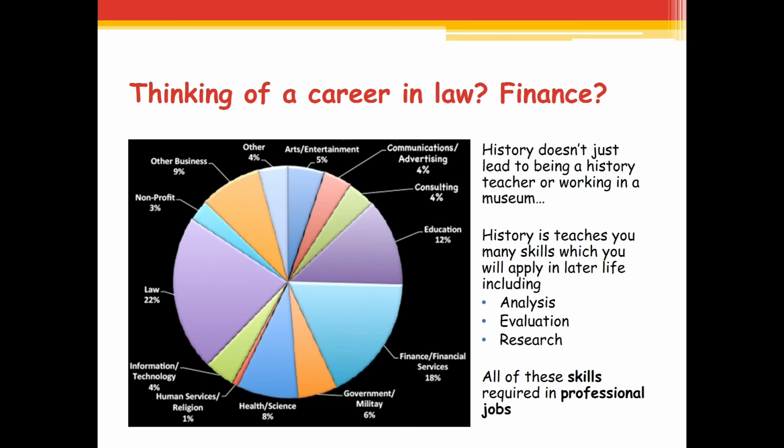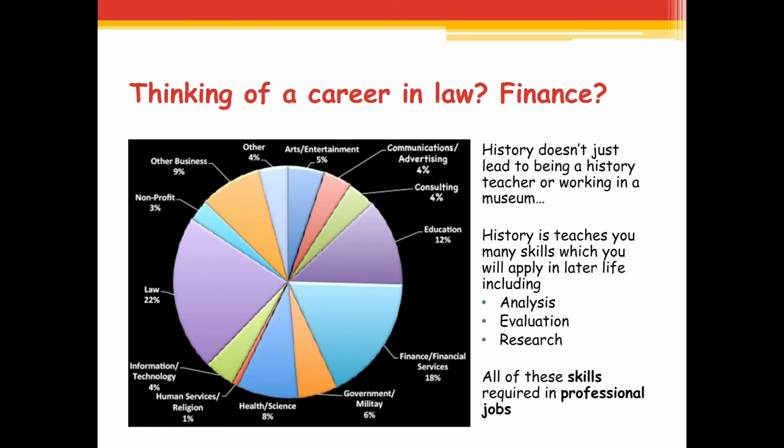So this graph that you can see here is quite useful because it shows you what history graduates go into once they finish university. As you can see, the biggest area that most history graduates go into is actually law. Just under a quarter of all history graduates go into law, and that's because the skills required in law are skills that you would develop studying a history degree.